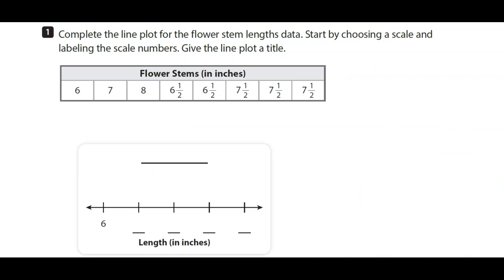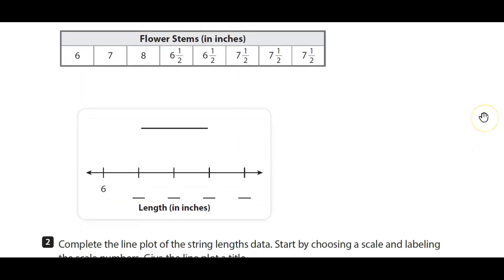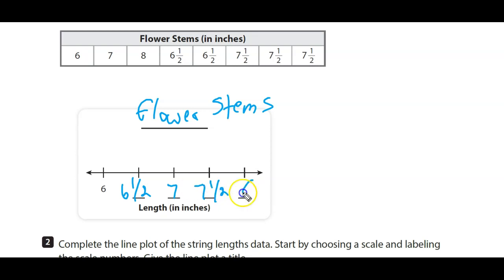Complete the line plot for the flower stems lengths data. Okay. By choosing a scale and labeling the scale numbers and giving the line plot a title. So what do you think our title is going to be? Flower stems. Okay. And it's in inches. And I'm going to start with 6. What's going to come next? Yep, 6.5. What comes next after that? 7. I'm just going by half. 7. And then? 7.5. And then? 8.